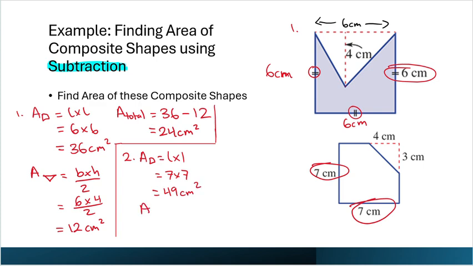Now I need to find the area of said triangle. And this formula is base times height divided by 2. The base of my triangle can be 3 or 4, it doesn't really matter. So 4 times 3 divided by 2. And this just equals 6 centimeters squared. I'll probably just write it at the bottom.